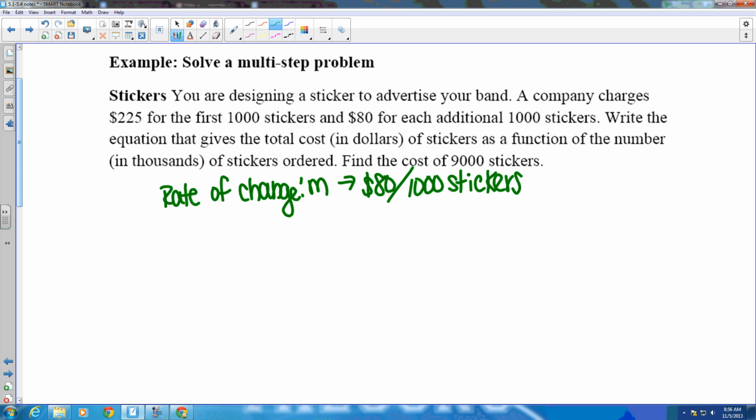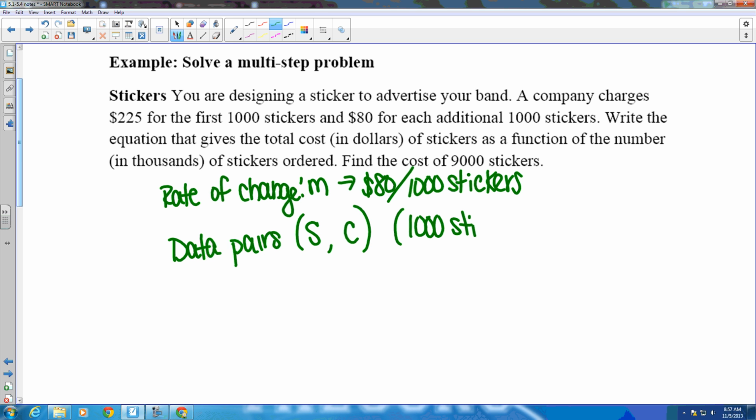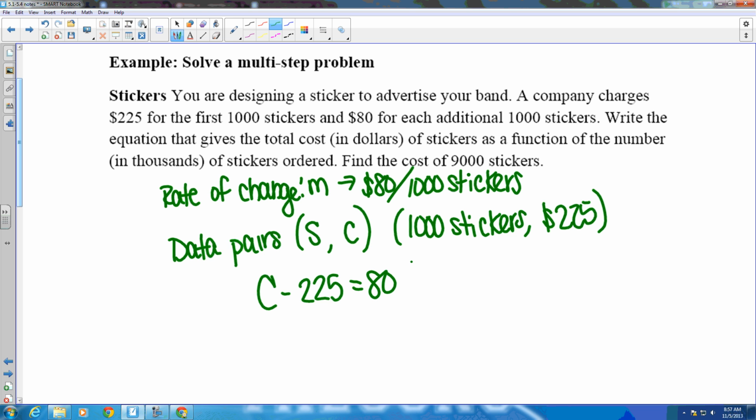And then we have a couple data pairs that we need to work with, as one of our points. Stickers per cost, so 1,000 stickers cost 225 is our data pair. So we're going to use that point and the rate of change 80 to write our equation. C minus 225 equals 80 times S minus 1. When we're dealing with 1,000 stickers, this would be a 1, not a 1,000.